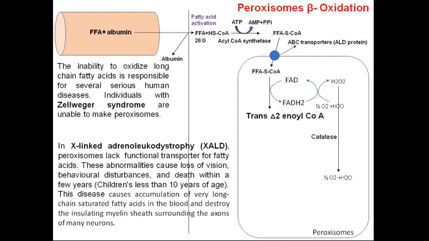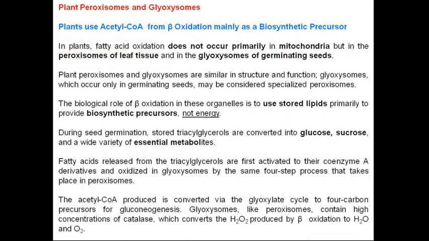But beta oxidation can also be carried out in plants. In plants, the majority of the beta oxidation is carried out in peroxisomes or glyoxysomes. It is not very prevalent in the mitochondria. So the outcome of beta oxidation in peroxisome is acetyl CoA, but that acetyl CoA is not utilized for the production of ATP; it is used as a biosynthetic precursor.